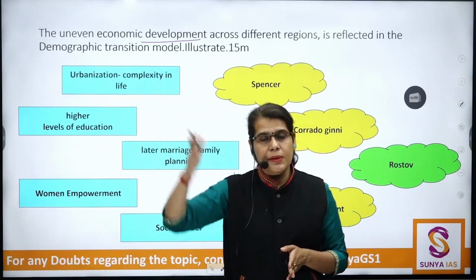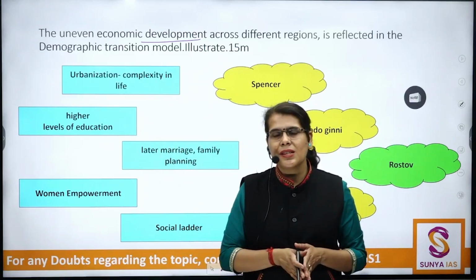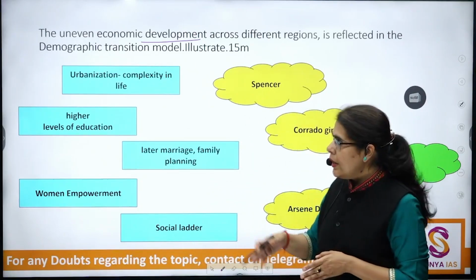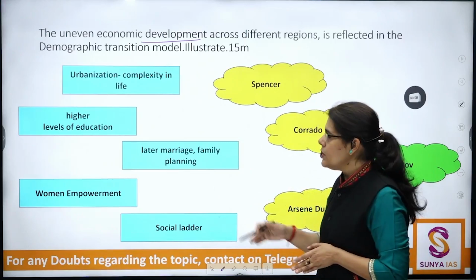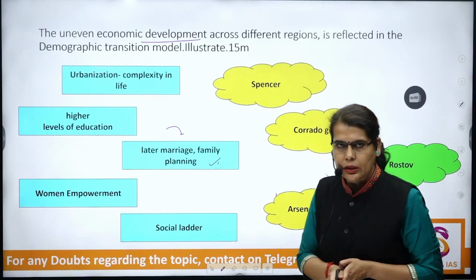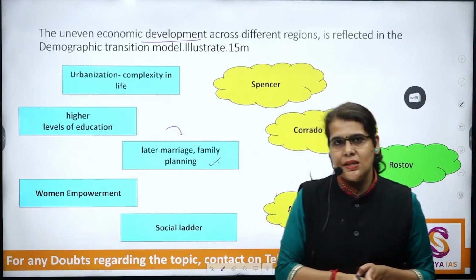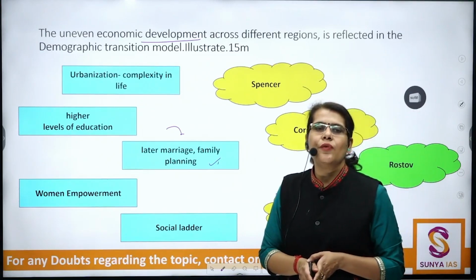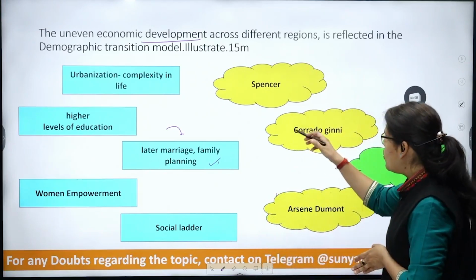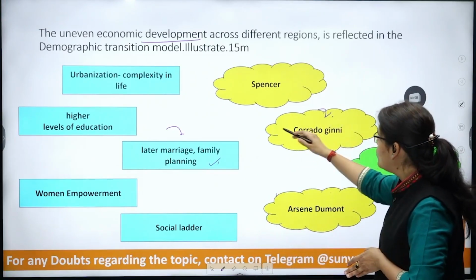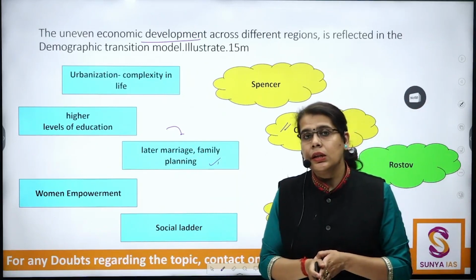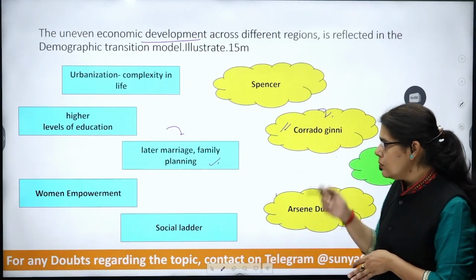In highly urbanized and highly advanced economies, there is a very high proportion of females working in the labor force, associated with declining fertility rates. This also has an aspect of later marriages and family planning, correct? So families start preferring one-child families and also postponing marriage. Now all of this has been associated with Corrado Gini. The socio-economic transitions along with the transition in demography, you can associate with Corrado Gini.